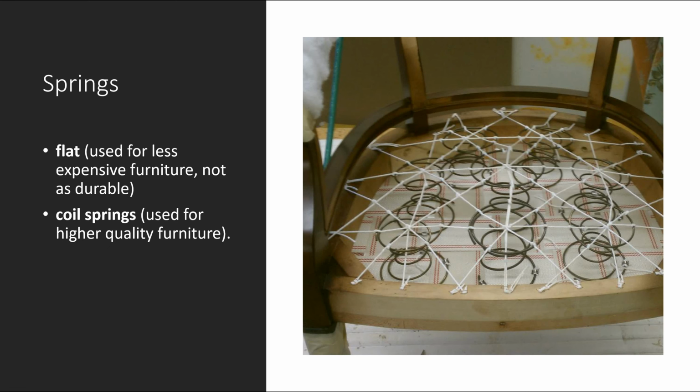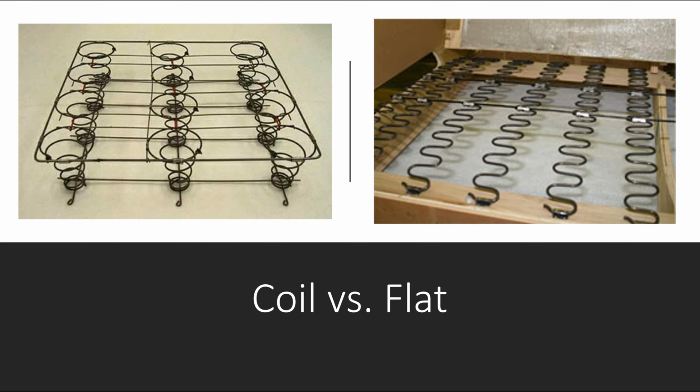Then you have two different kinds of springs. You've got flat springs, and these are used for less expensive furniture, and they are not as durable. And you can tell which springs are, if they're flat or coil, super easy, because flat, they lay flat. Coil, it's a coil upward, okay? So this chair right here is an example of coiled springs. This is used for higher quality furniture, so it's obviously going to be a little bit more expensive if you have coiled springs. Here's an example of coil on the left and flat on the right. Coil is more expensive and more durable.